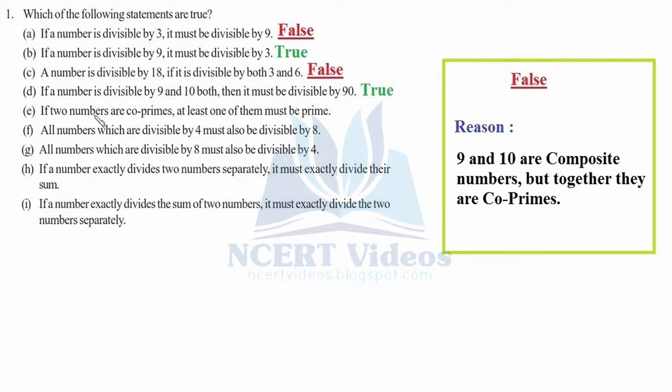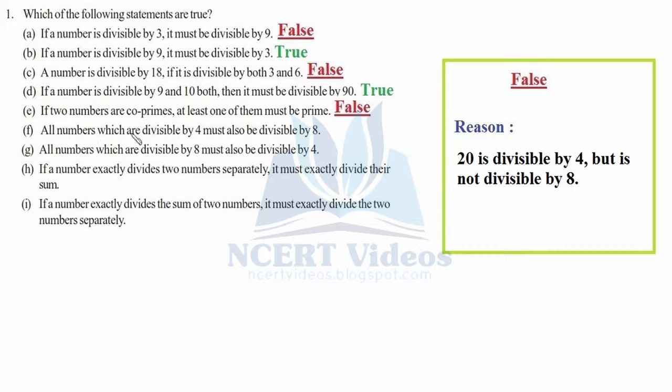E part. If two numbers are co-primes, it is saying at least one of them must be a prime. Well, it is false. 9 and 10 are composite numbers, but together they are co-primes. So it is false.